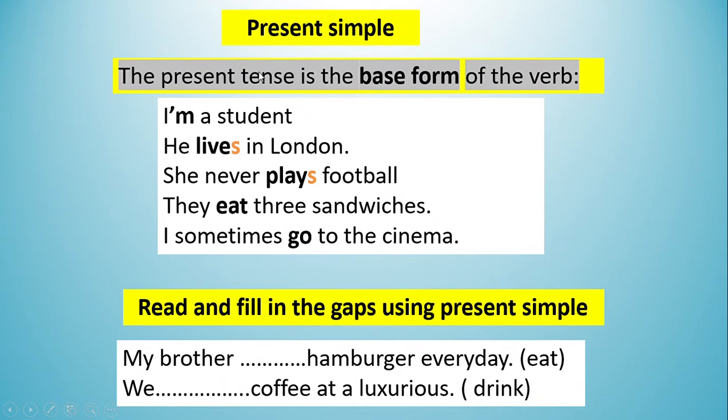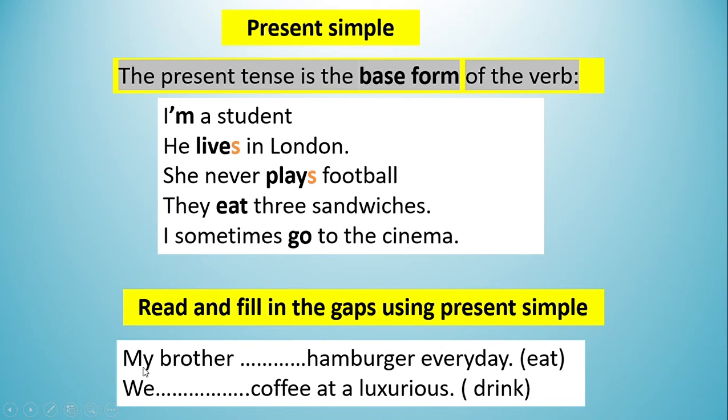Here, the present simple tense is the base form without any addition. I am a student. They eat. I go. But when you point out a singular subject, he or she, just add s at the end of the verb.